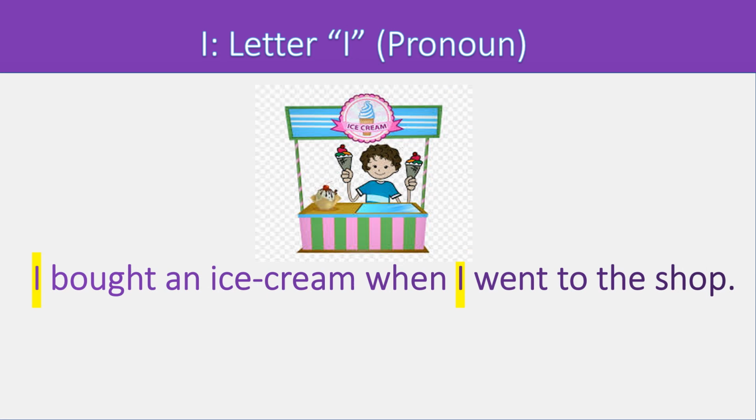I, letter I or pronoun I. Look at the example. I bought an ice cream when I went to the shop. In this sentence, I came twice. First I is the start of the sentence, that is why it is written in capital. And the second I is in the middle, I went to the shop. Here I is used as a pronoun, that is why it is in capitals.